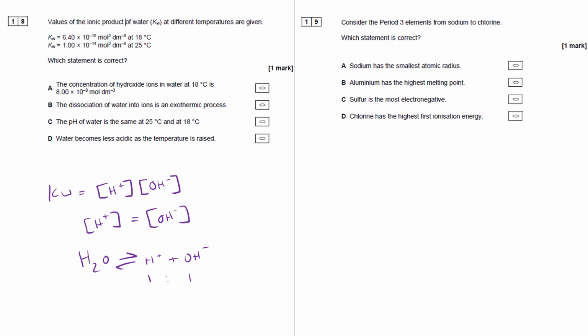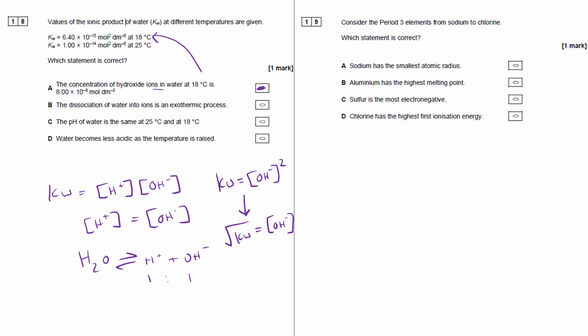So let's go through each option. The concentration of hydroxide ions in water is 8 times 10 to the minus 8. So because Kw equals H plus times OH minus, and those two values are the same, we can say Kw is OH minus squared. So if we do the root of Kw in pure water to find the concentration of hydroxide ions, at 18 degrees Celsius, so we're doing square root of that Kw value, the answer comes out as 8 times 10 to the minus 8.